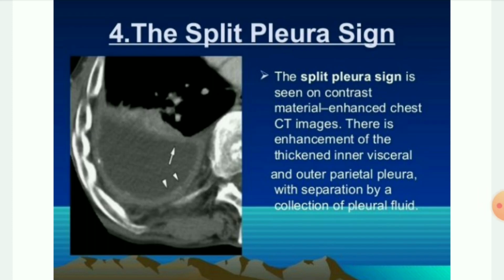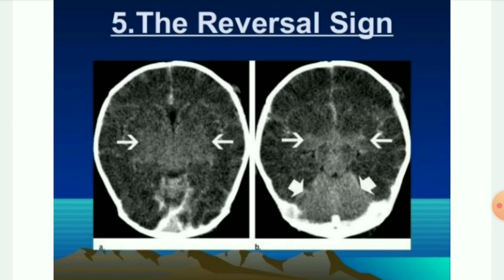Next sign is the split pleura sign. The split pleura sign is seen on contrast material enhanced chest CT images. There is enhancement of the thickened inner visceral and outer parietal pleura with separation by a collection of pleural fluid.